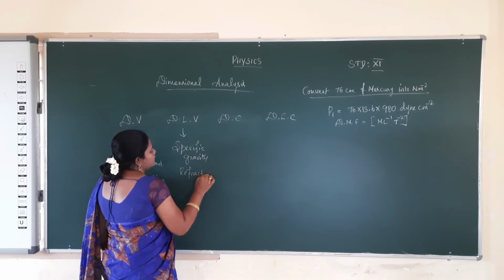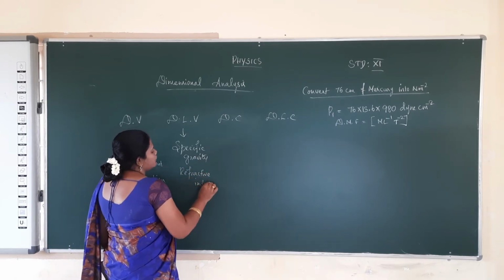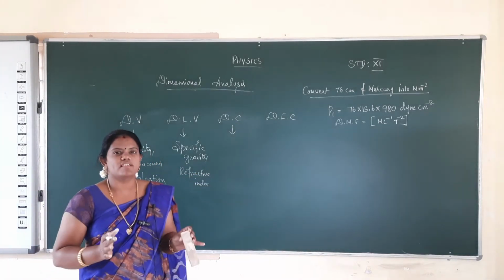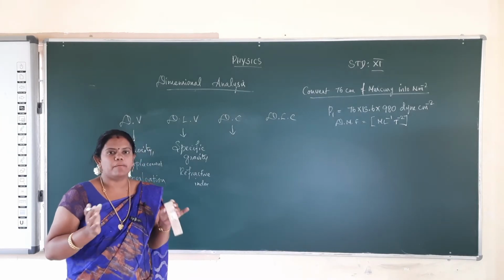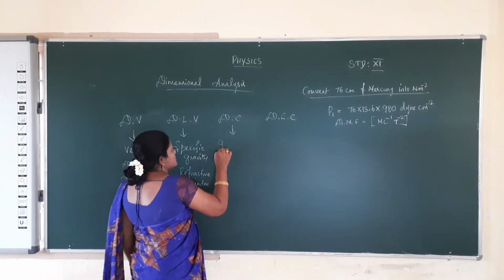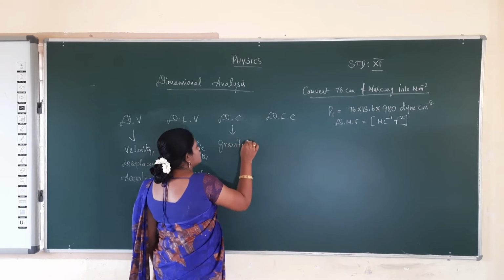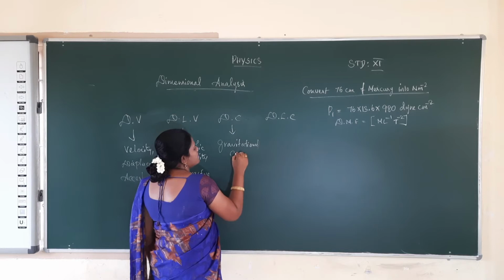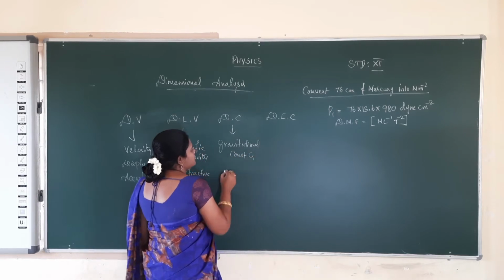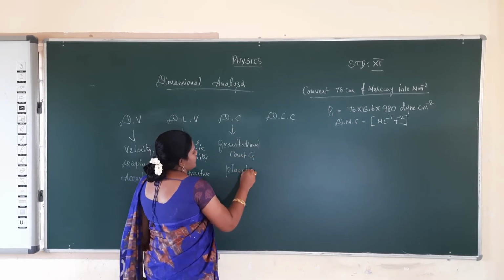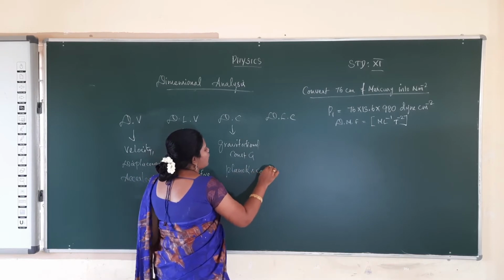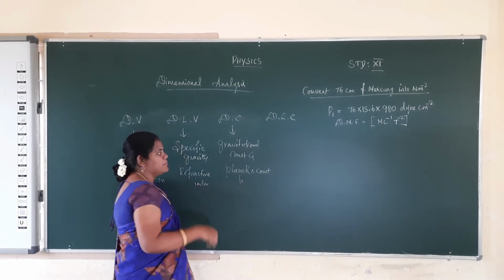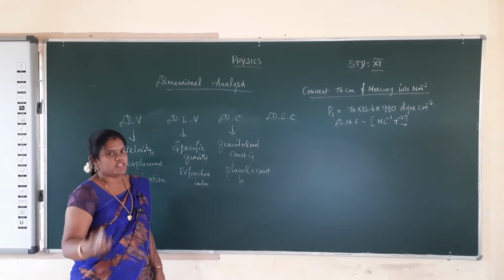Okay, then the third one is dimensional constants. What is the meaning of constant? A constant is a constant value. Some constant values have dimension. For example, gravitational constant G, and Planck's constant H. Those are constants but having dimension. A constant that has dimension is called a dimensional constant.